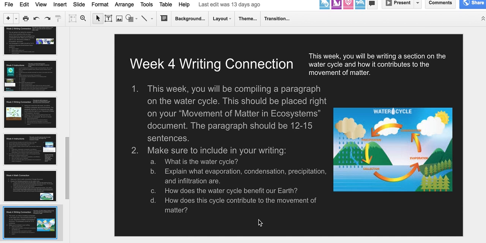How does the water cycle benefit our Earth, so think in general, and how does this water cycle contribute to the movement of matter? So think back to how we talked about that photosynthesis moves matter, and humans move matter, and animals do. Water is another process that moves matter.